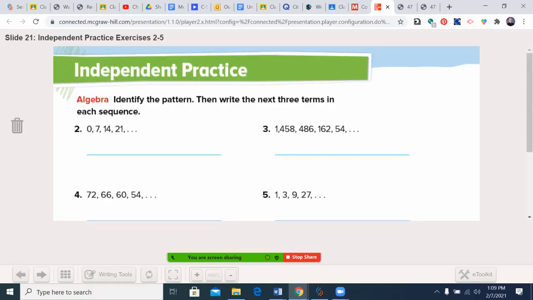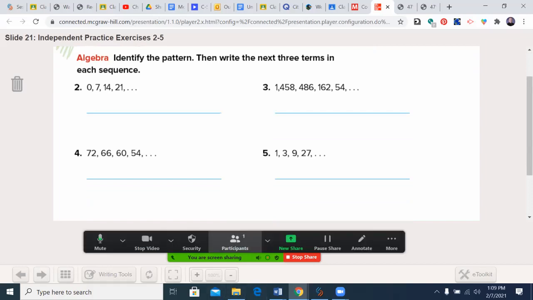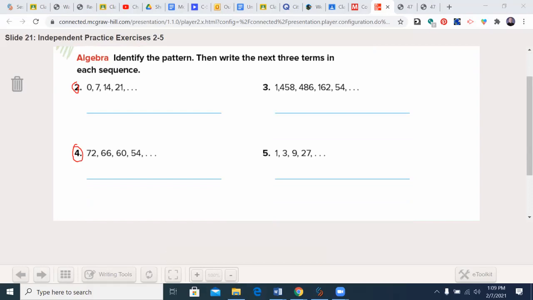All right, you guys are going to practice a couple. I want you to do numbers 2, 4, and 5. So I'll circle those 3 for you. You're going to identify the pattern. That's going to tell me was it going up, down, or otherwise. And then you're going to write the next 3 terms in the sequence. So you'll have 3 more numbers, not 3 digits, 3 numbers. So you can go ahead whenever you're ready, pause the video, and we'll move forward. You may pause the video now.